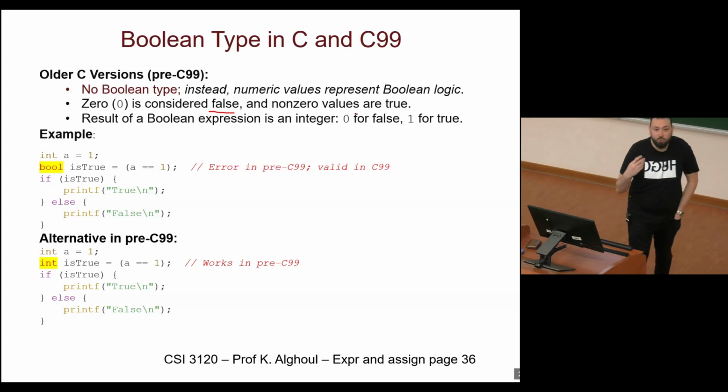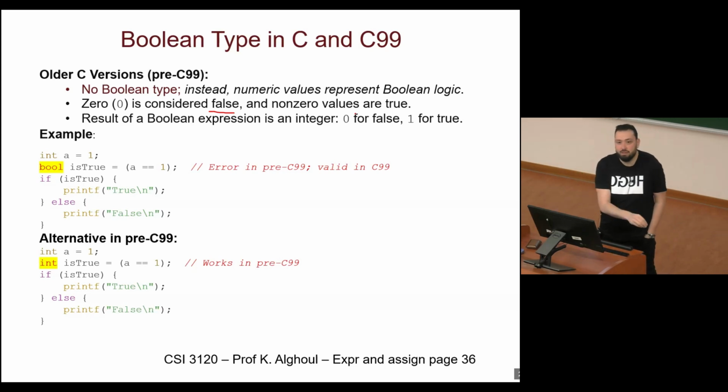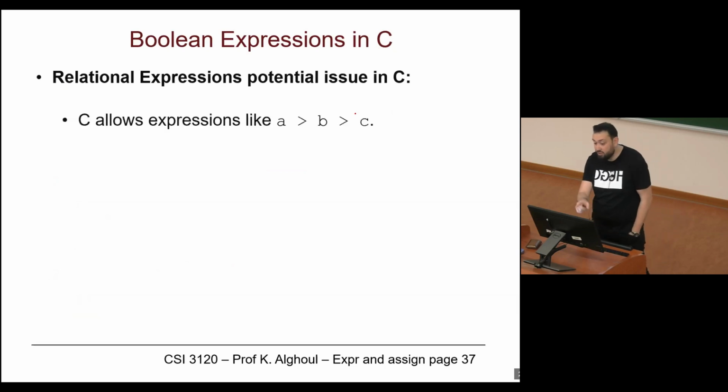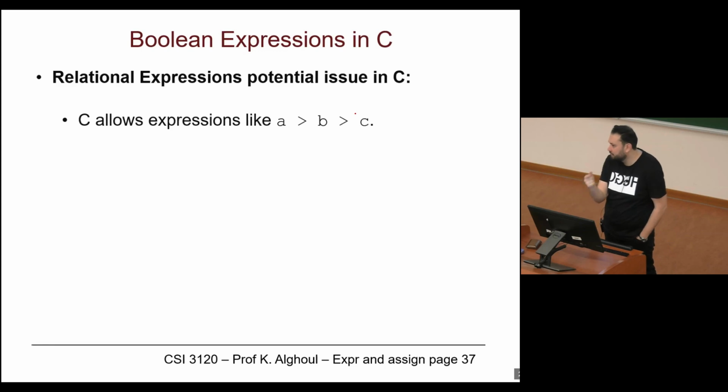Now, which one is better for us, having Boolean types or not? For readability, Boolean, of course. So, relational expression potential issues in C. C allows an expression like this, by the way: A greater than B greater than C. If you put this in C, it will work. But in Java, I don't think it will work. What is the problem with this?